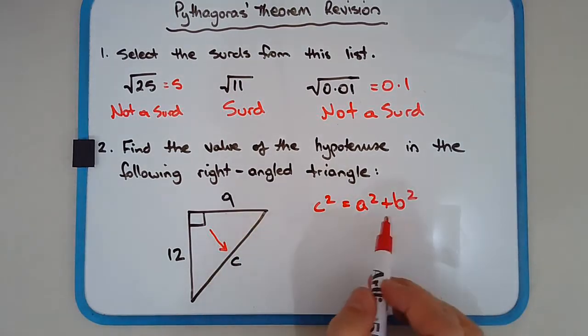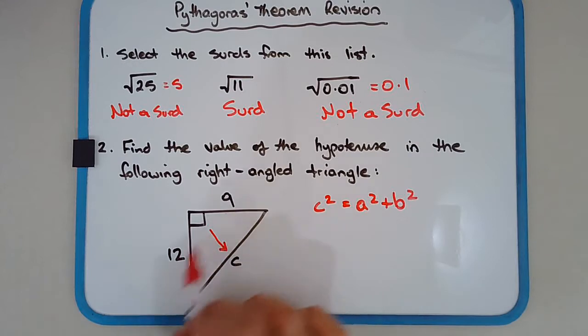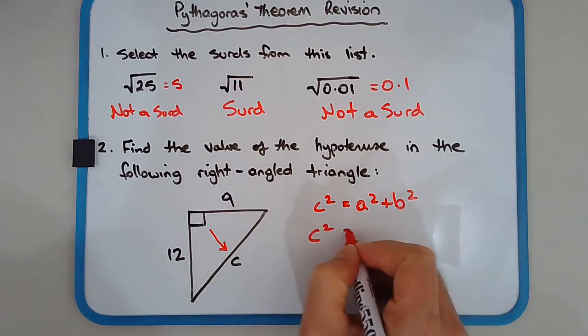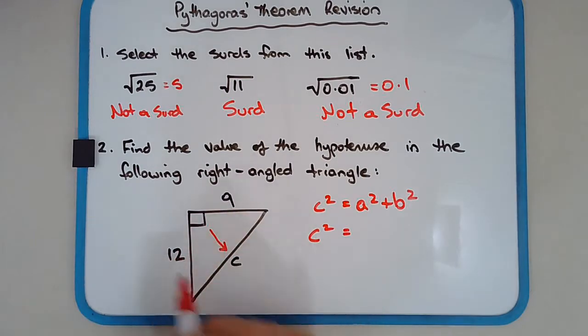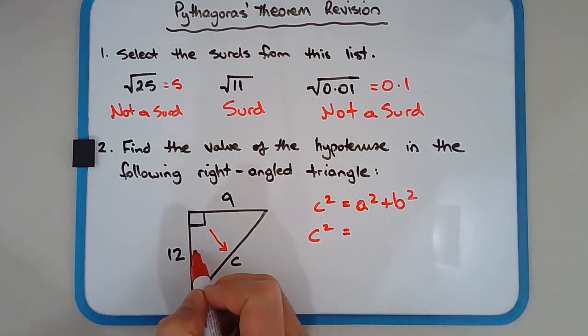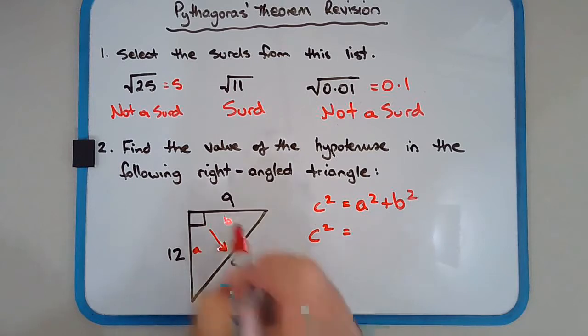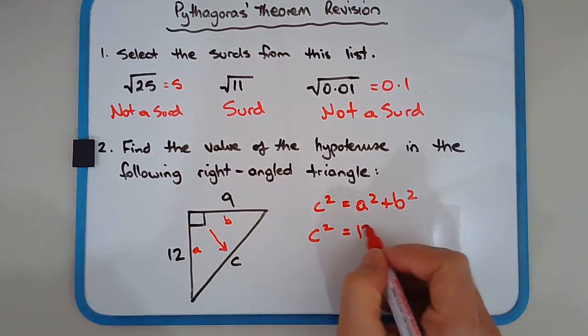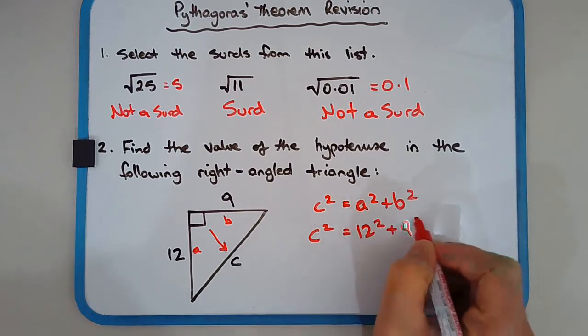A squared and B squared, well, the A and the B are the two shorter sides. So C squared is equal to, now you could make either one of these A or B, it doesn't really matter because they're the short sides. We could make that A and we could make that B if we like. Doesn't really matter, since we're adding them together. So 12 squared plus 9 squared.